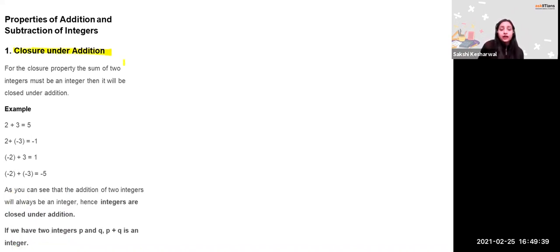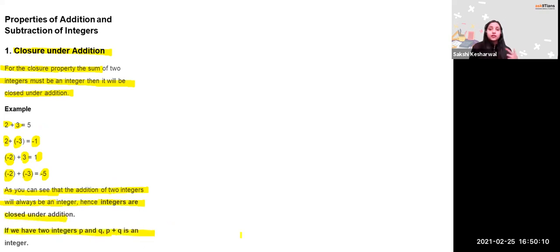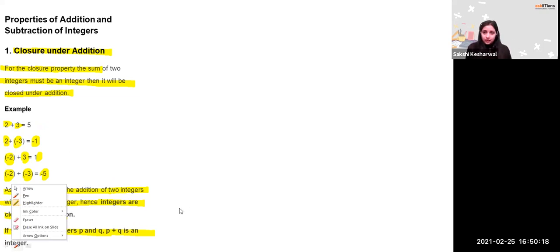What do you mean by this? I'll go one by one. For the closure property under addition, the sum of two integers must be an integer, and it will be closed. For example, 2 plus 3: 2 and 3 are integers, the answer is 5, again an integer. 2 plus minus 3, again an integer. Minus 3 plus 3, the sum of two integers is an integer. Minus 2 minus 3 is equal to minus 5, again an integer. So as you see, the addition of two integers will always be an integer, hence integers are closed under addition. Why is this important? If we have two integers p and q, then p plus q is always an integer. So we say that integers are always closed under addition, right?